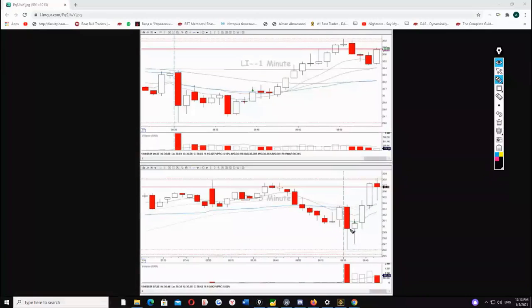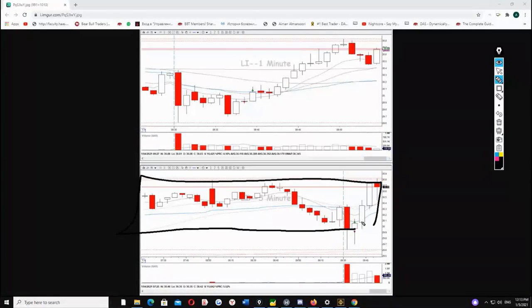If you're having a clear range like this, and let's say it's touching here, touching here, touching here. Then it's finally breaking and coming all the way back up and closing above it. This right here, I would consider a fake breakdown. If it closed below, it would have been something else. Make sense?